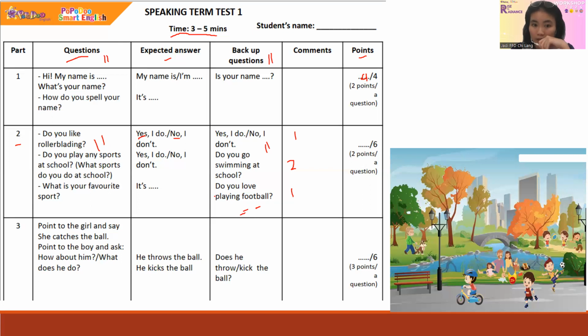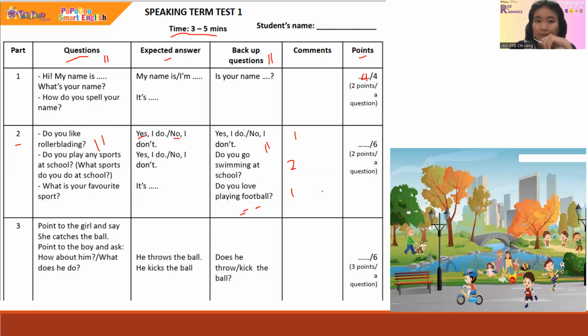Ask the backup question here, and then wait for the student's reply. And even if we ask the backup questions and the student cannot answer, you just skip this question and give this question 0 points. Don't wait for the student to respond, because it will extend the time for the speaking test, and we cannot make sure that we finish it in 75 minutes or 90 minutes.